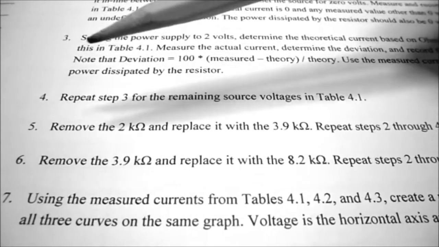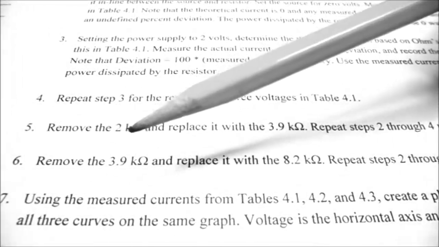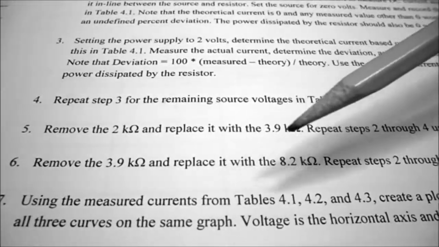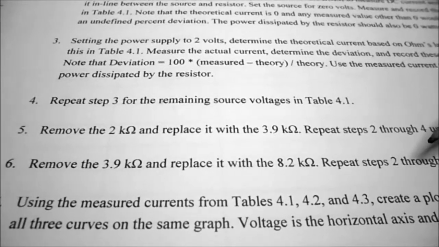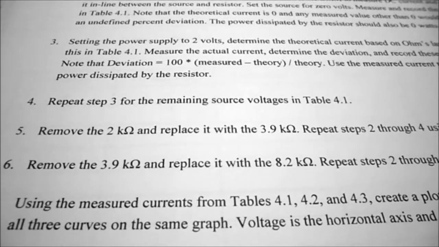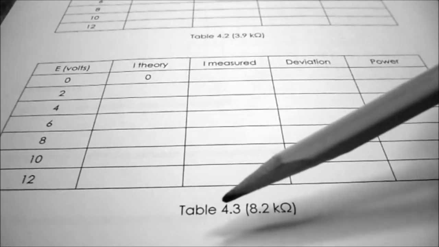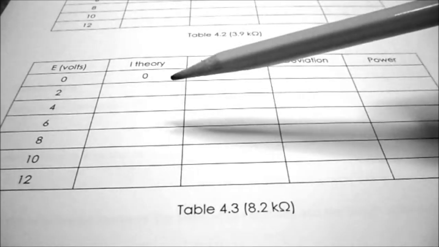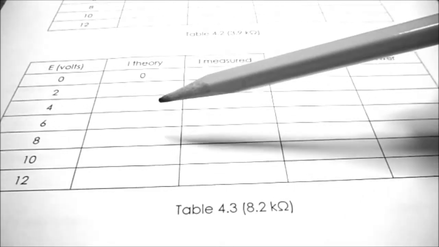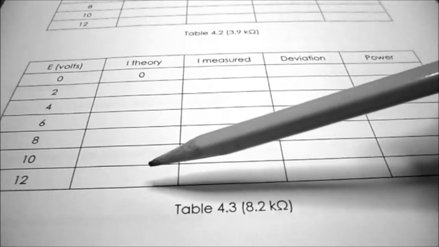So for procedure part 6, we're going to remove the 3.9 k ohm resistor and replace it with the 8.2 k ohm resistor, and repeat steps 2 through 4 for table 4.3. So you can see table 4.3 is for the 8.2 k ohm resistor. So we're going to start with the 2 volts and work our way up to 12 volts.